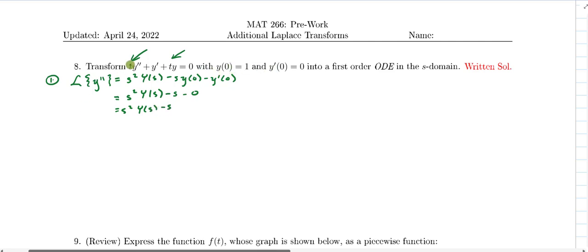But what we want to do now is look at the Laplace transform of t y double prime. If we go to look at the Laplace transform of t y double prime, that's going to be negative 1 to the first power.